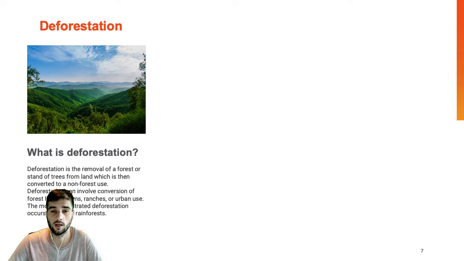So what is deforestation? Let's first start with the definition. Deforestation is the removal of forest from land, which is then converted to non-forest use. Most often this means cutting down trees to make space for farms, for new houses, or to produce things such as paper or palm oil from trees themselves.